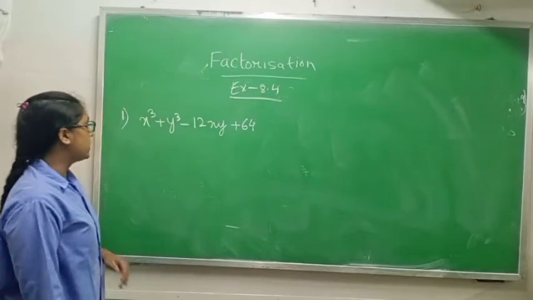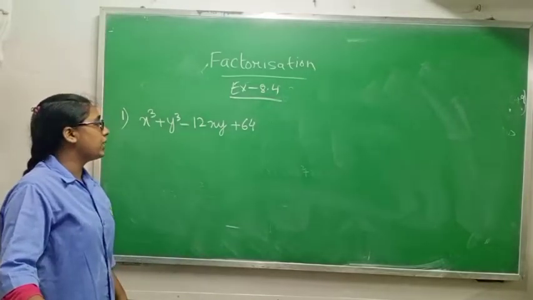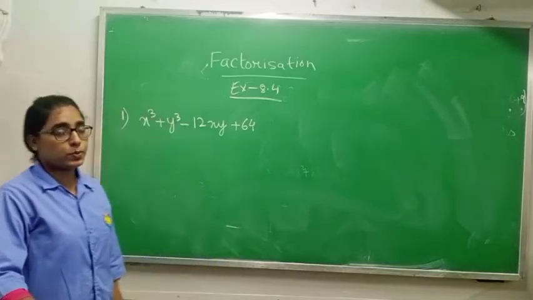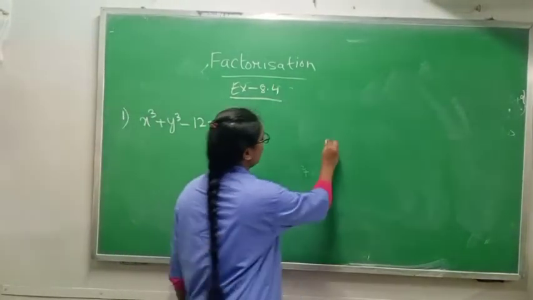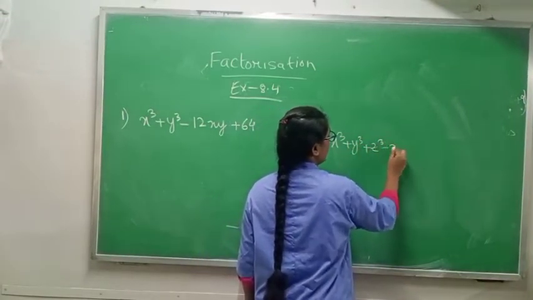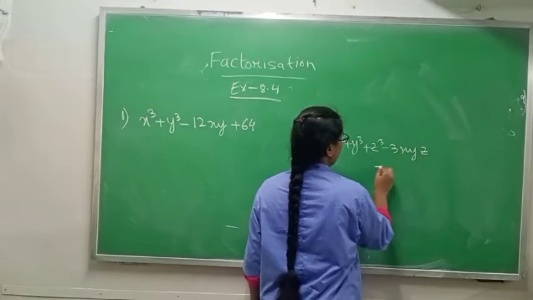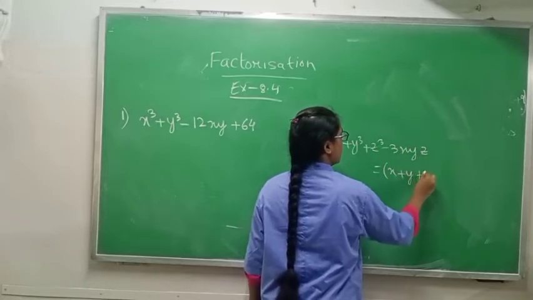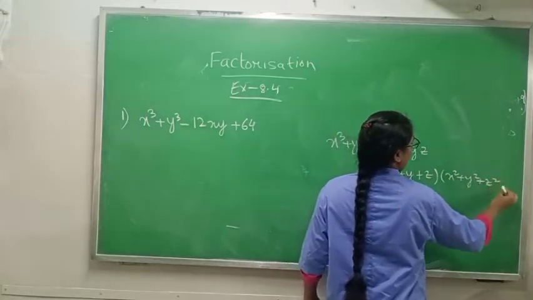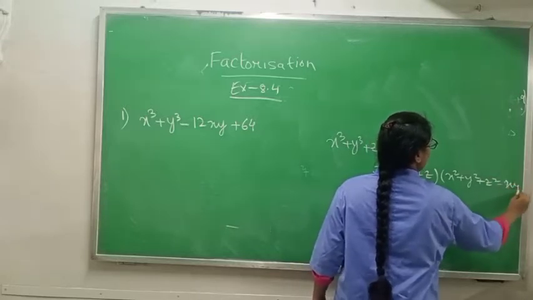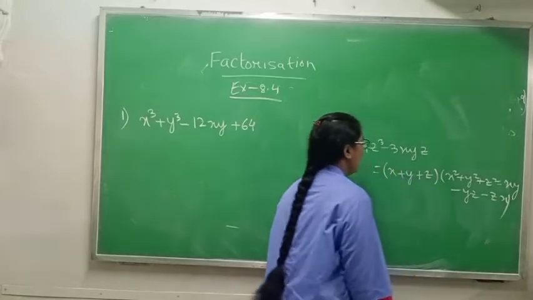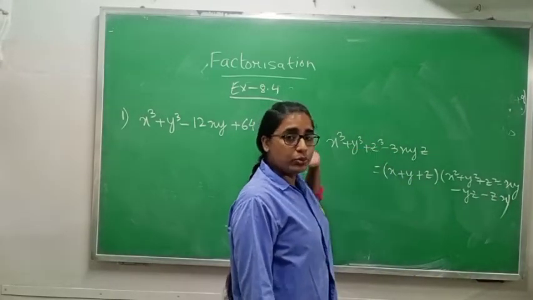Now class 9, see exercise 8.4, page number 141. Question 1 is x cube plus y cube minus 12xyz plus 64. They are telling us to factorize this given expression. So what is the formula of x cube plus y cube plus z cube minus 3xyz? The formula is (x plus y plus z)(x square plus y square plus z square minus xy minus yz minus zx). This formula is given to you, you only have to arrange this one.